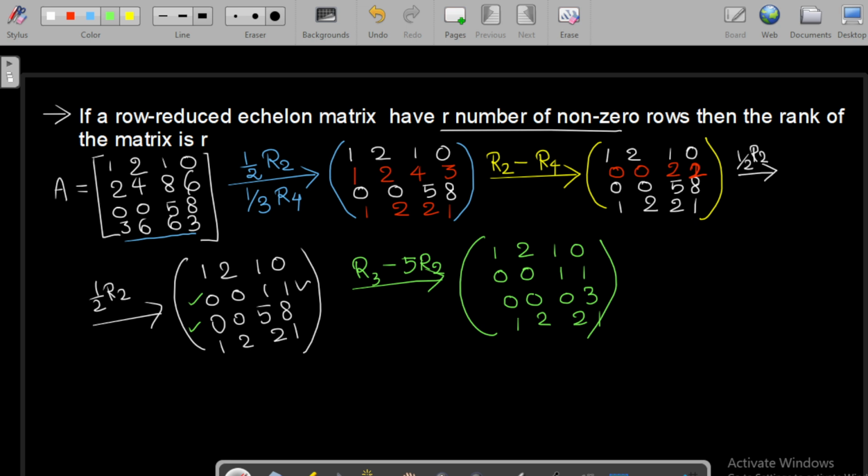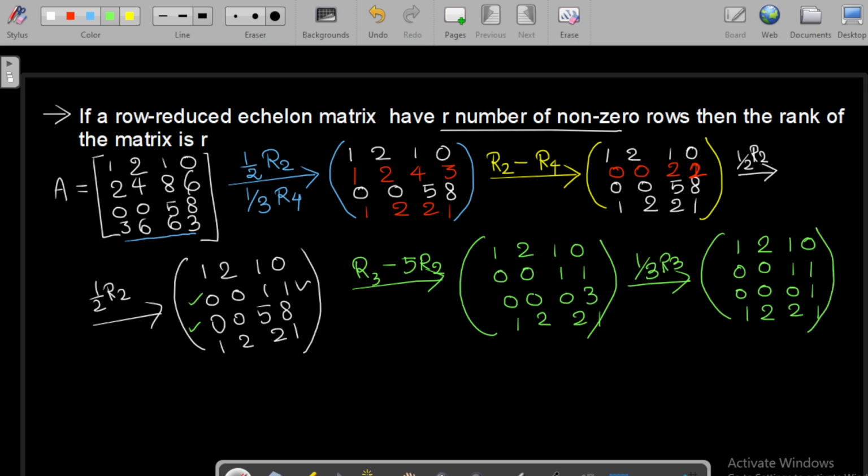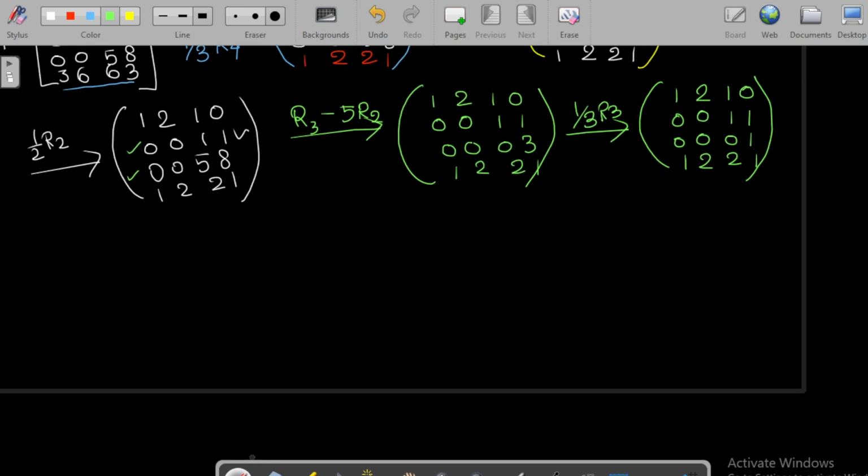Now what I am going to do is divide the third row by 3, because I can see there is only one element, which is 3. So giving the row operation 1/3 of R3, the matrix becomes 1 2 1 0, 0 0 1 1, 0 0 0 1, and 1 2 2 1. This is the reduced form, because I have only applied the change to the third row.